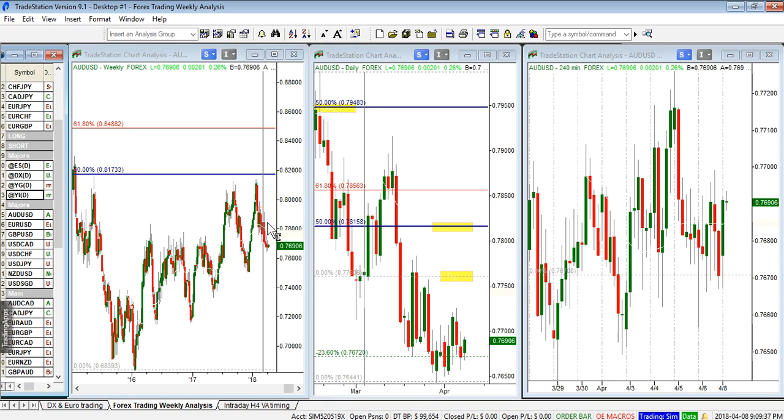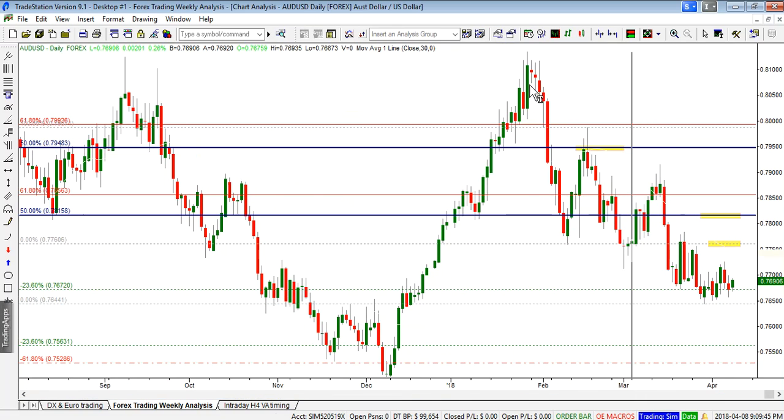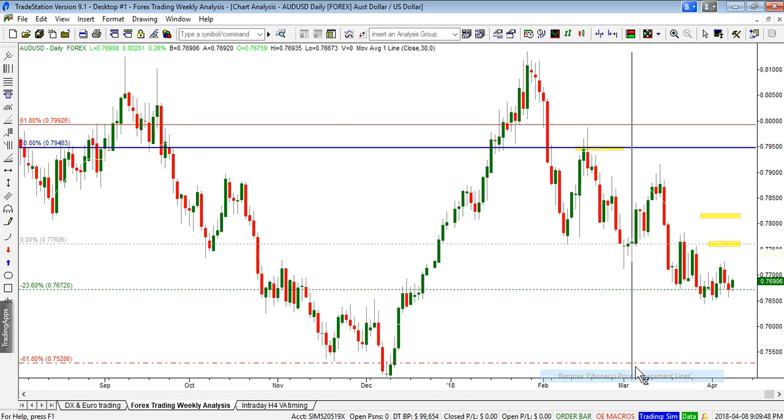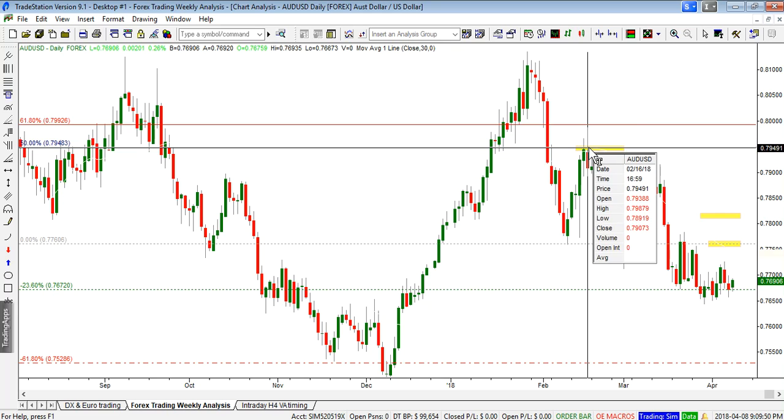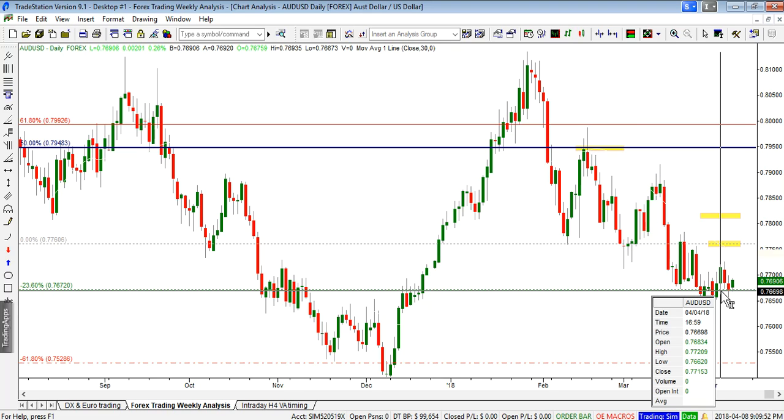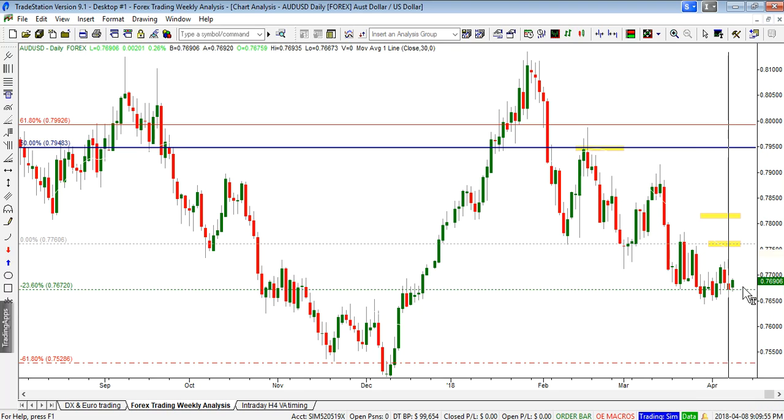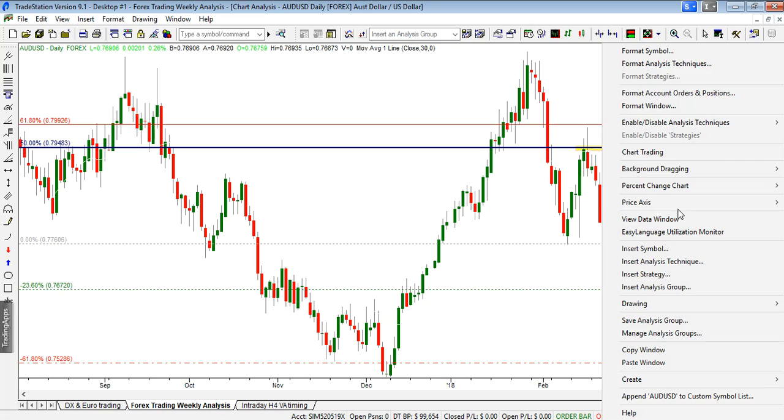Moving to the Australian dollar, US dollar, this market has actually hit a target recently. It was a daily target that we identified a few weeks back. That was the 79.48. The first target was hit last week. Price is still hovering around that level.